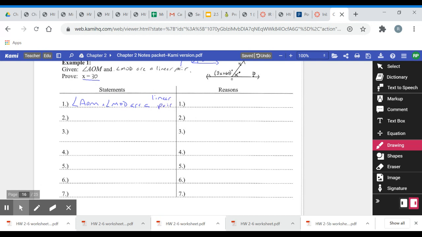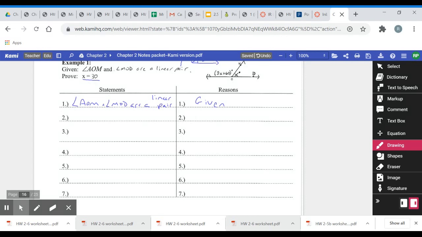Think about what that first reason is. I said you never want to miss the first line of a proof, and that is given. That is our given information. That is our starting point. Okay, so from there, if we know that two angles form a linear pair, we have to think, what else is something true we can say about those two angles?